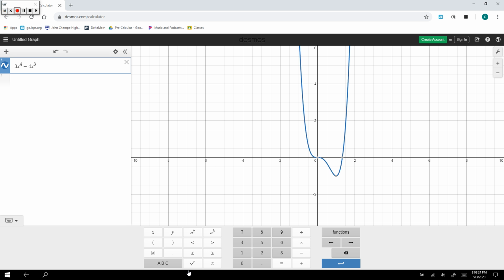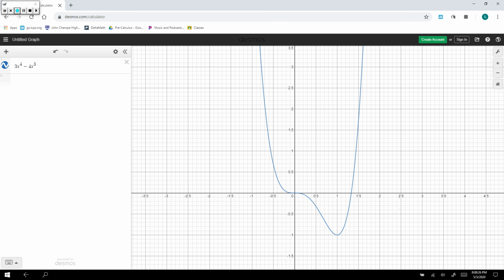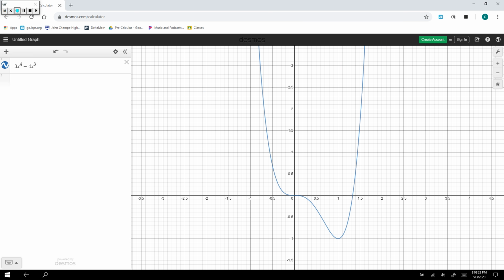Alright, so there is my graph. Let me zoom in a little bit. So, things I need to look at: maxes and mins, and increasing and decreasing intervals. So, first things first, let's find our maxes and our mins.